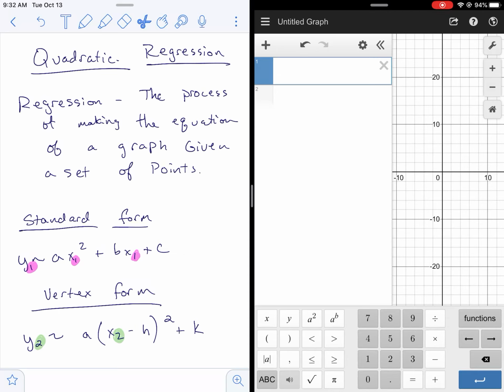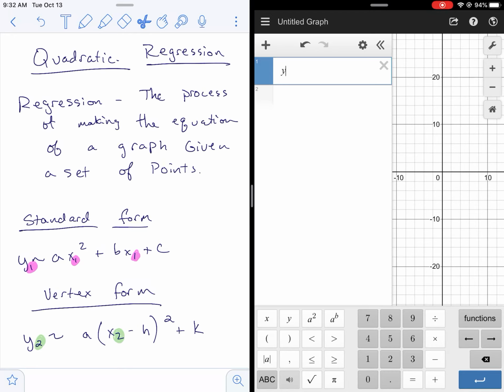y equals ax squared plus bx plus c, and then y equals a parentheses x minus h squared plus k. H and k is your vertex in vertex form. So let me show you how to do this in Desmos. Now, what I highlighted there in pink and green with the ones and then the twos, that is critically important.